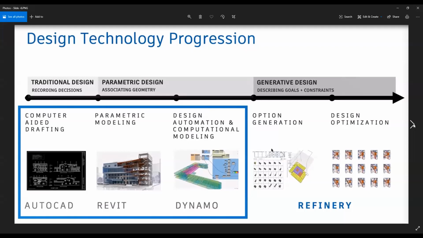This slide just encapsulates what I was trying to explain before now. We will talk about the traditional process, where we're just recording our decisions using either paper or CAD, maybe AutoCAD or something like that. And then from that realm, we move to the era of parametric modeling. That is the era of optimization. That is when we now have geometry associated with data.